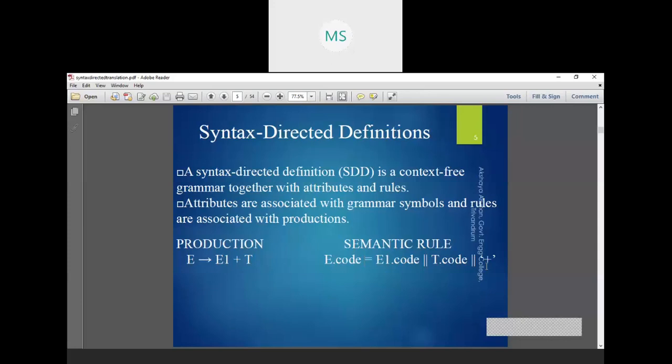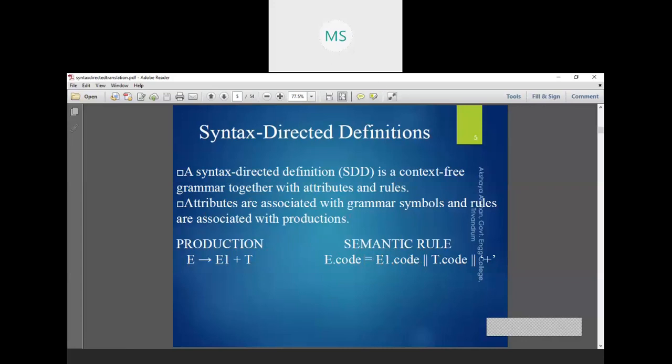For that, I am writing the semantic rule. In the same way, if you want to ask the question, write infix to prefix, then what's your semantic rule? Instead of writing plus at the end, I am writing plus at the beginning, then a separator, then E1 dot code, T dot code. That means each production has its own rule depending upon your problem statement. Okay, this type of representation we call a syntax directed definition.